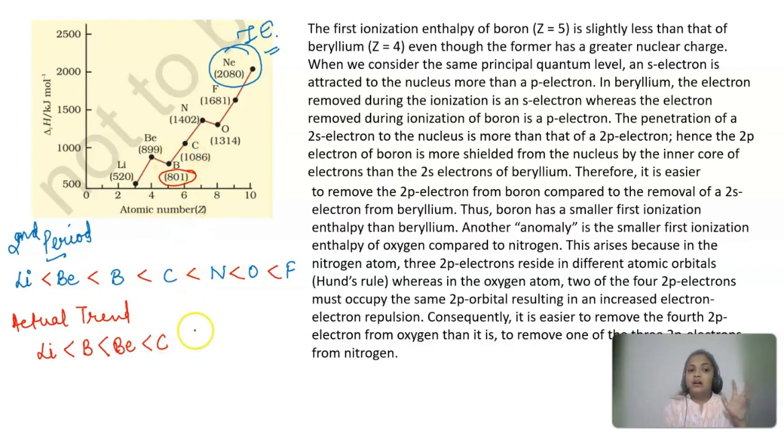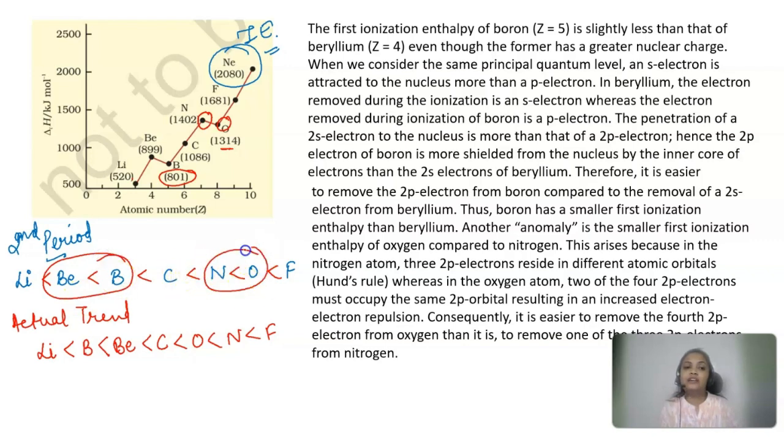then after that you can see out of nitrogen and oxygen, oxygen has a lower ionization enthalpy than nitrogen. So oxygen will come before nitrogen and then fluorine and then neon. Okay, so this is the correct trend. So you can see two exceptions here in the behavior of beryllium and boron and nitrogen and oxygen. Now why is that happening?